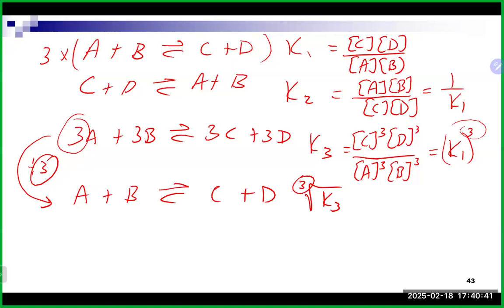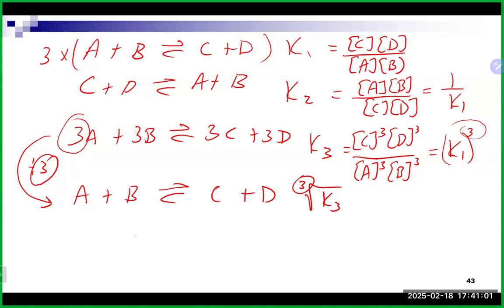So if you reverse a reaction, you take 1 over the K value if you need the new K value for that reaction. If you multiply by a common number, you take the K value to that common number. And if you divide by a common number, then you, again, take the root of that common number.